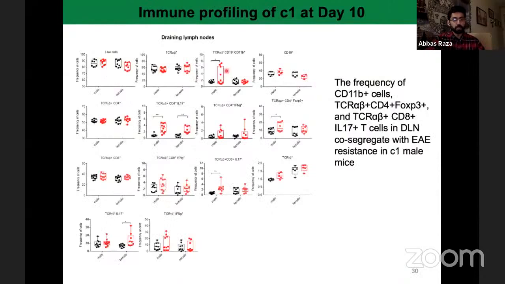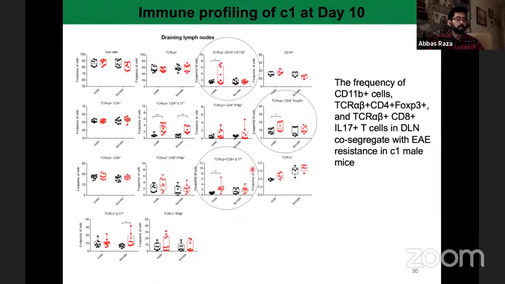Just walking you through some of the results. So this is the draining lymph node at day 10. And I just want you to focus on only these three charts. The immune cells that were much higher exclusively in the male population were CD11b positive, FOXP3 positive or CD4 positive, FOXP3 positive, which is also the regulatory T cells. And we also found CD8 positive, IL-17 positive, much more in the male.